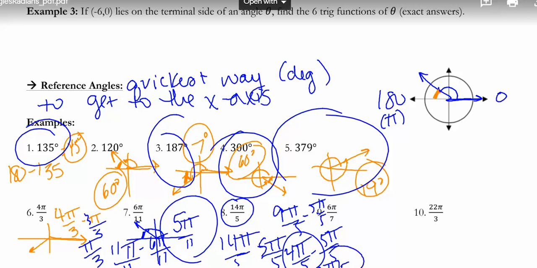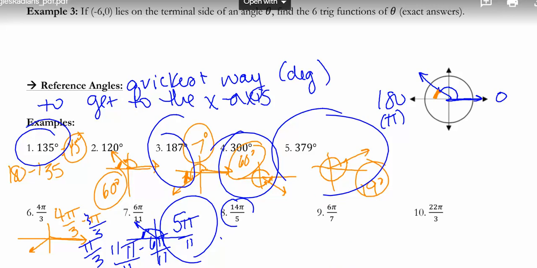So it ends up the distance is always positive. So if it's negative, I just make it positive. So that's one way you can do it. Or if you want me to be honest, an even easier way. 5 goes into 14 almost 3 times. So that's 1, 2, almost 3 times. So I'm just going to do 3 pi minus 14 pi over 5. And that's 15 pi over 5. So that's pi over 5.